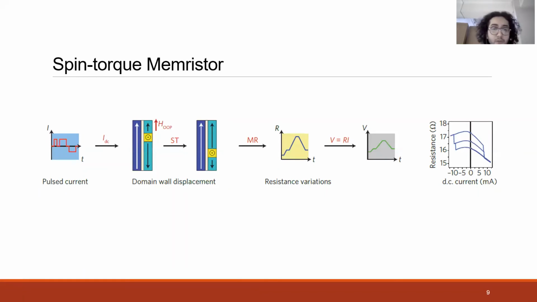Spin torque memristors have the same functionality as ordinary memristors. We use a pulsed current to change the position of the domain wall. Therefore, we obtain different resistances. The position of the domain wall distributes the parallel and the antiparallel magnetization states. So, even without injecting current continuously, we obtain different resistances.